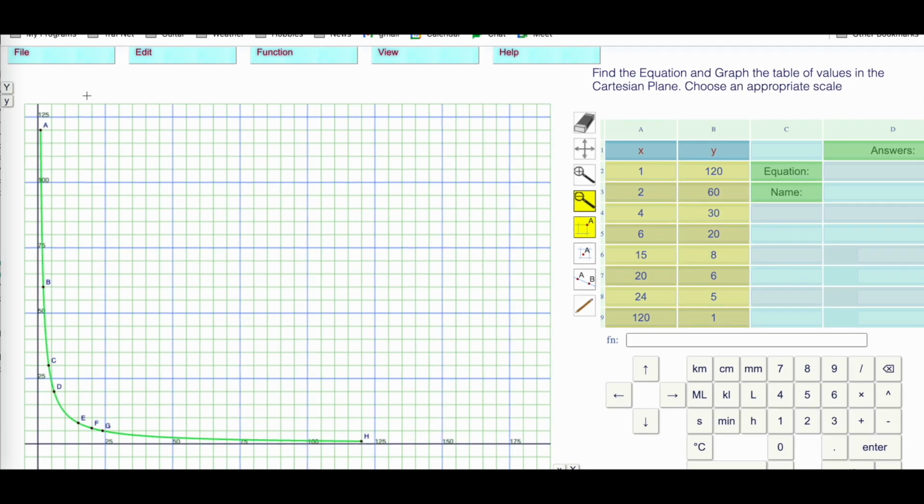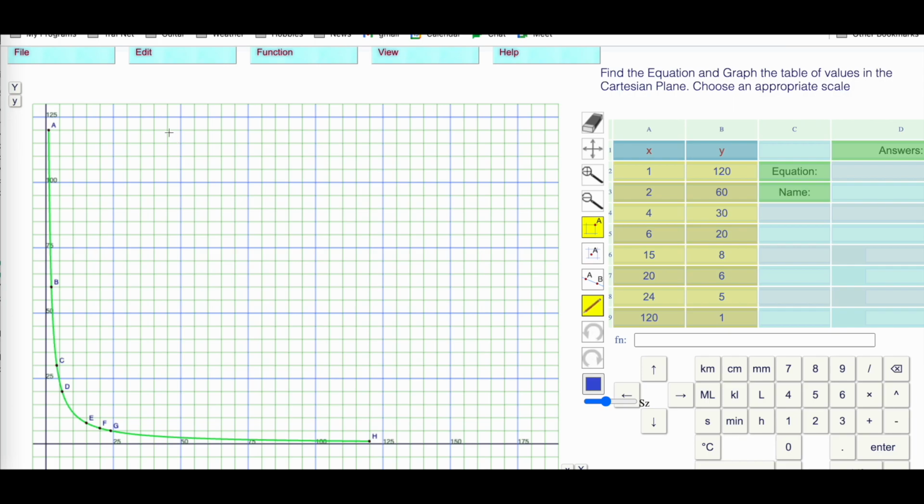This is inverse variation. Inverse variation is always of the form Y is equal to A over X. To find the A, I just cross multiply, so we have X times Y is our A value. Notice if I multiply 1 times 120, I get 120. If I multiply 2 times 60, I get 120.